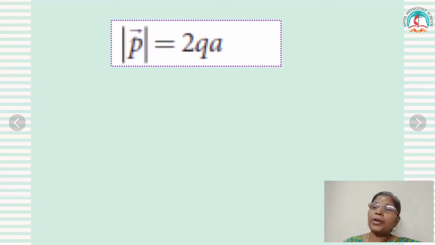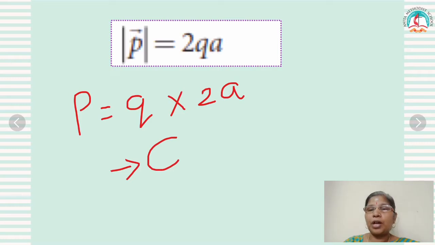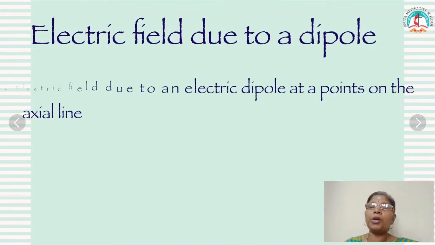Now, how do we calculate the dipole moment? Any one of the charges multiplied by the distance between them gives the dipole moment. P is equal to Q into 2a. The unit of charge is coulomb, the unit of distance is meter. So coulomb meter is the unit of dipole moment.